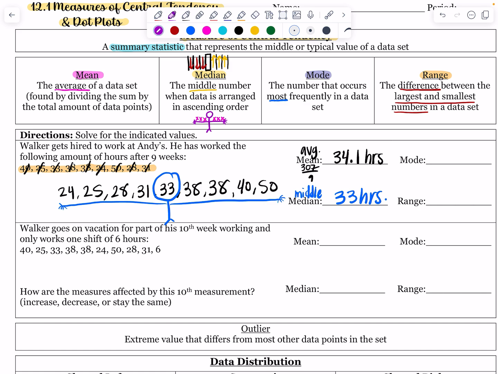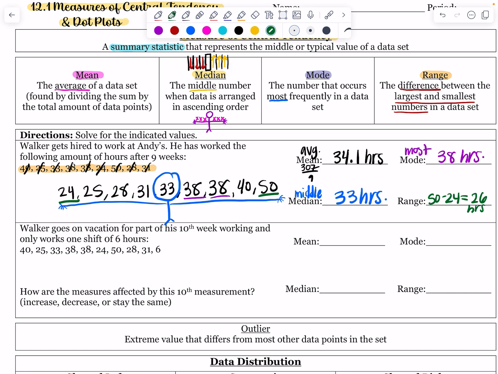Okay, what is my mode? What occurred the most often? Do we have a mode, first of all? Do we have one that occurs more than others? We do. The 38 is the mode. That's going to occur the most. So that's going to be 38 hours. That shift was worked more than once. And let's see the range. The range is going to be my biggest number, which is 50, minus my smallest number, which is 24. 50 hours minus 24 hours is going to give me a total of 26 hours. So I have a span or a range of 26 hours.